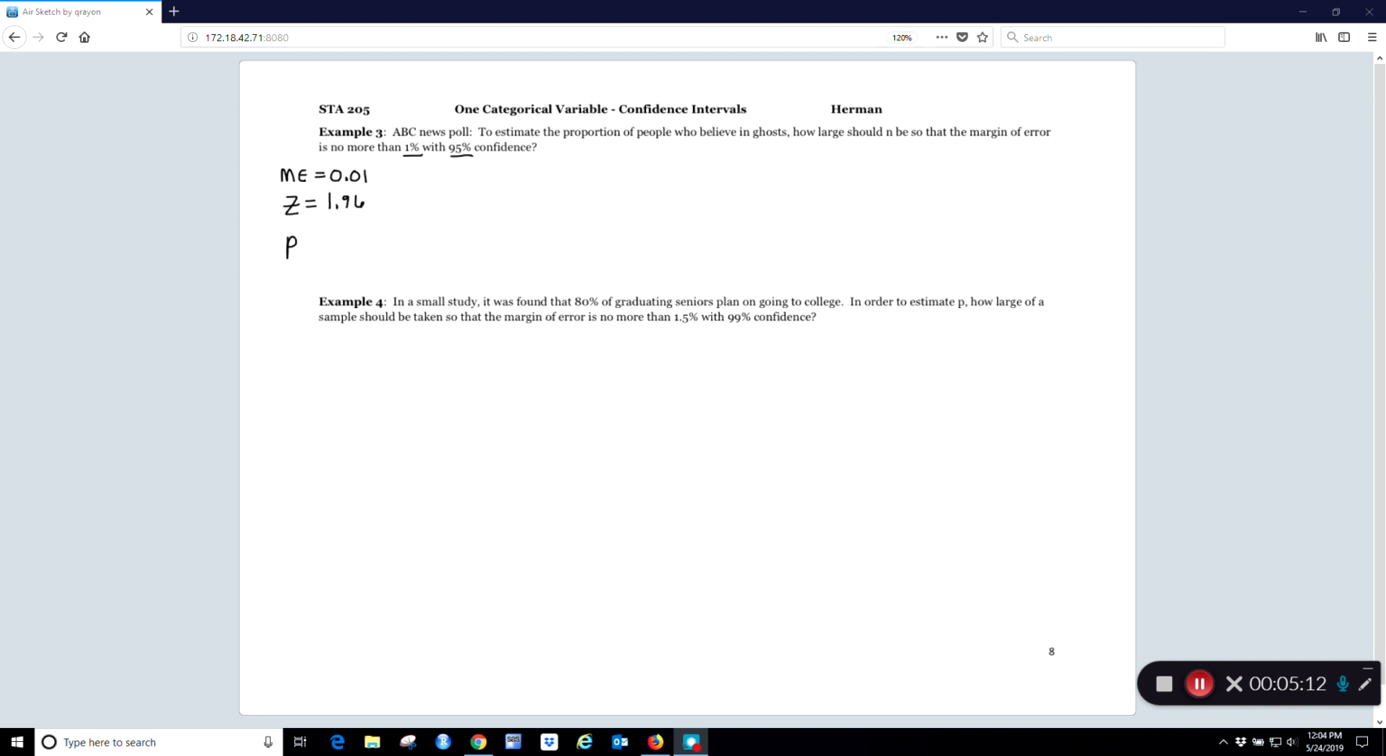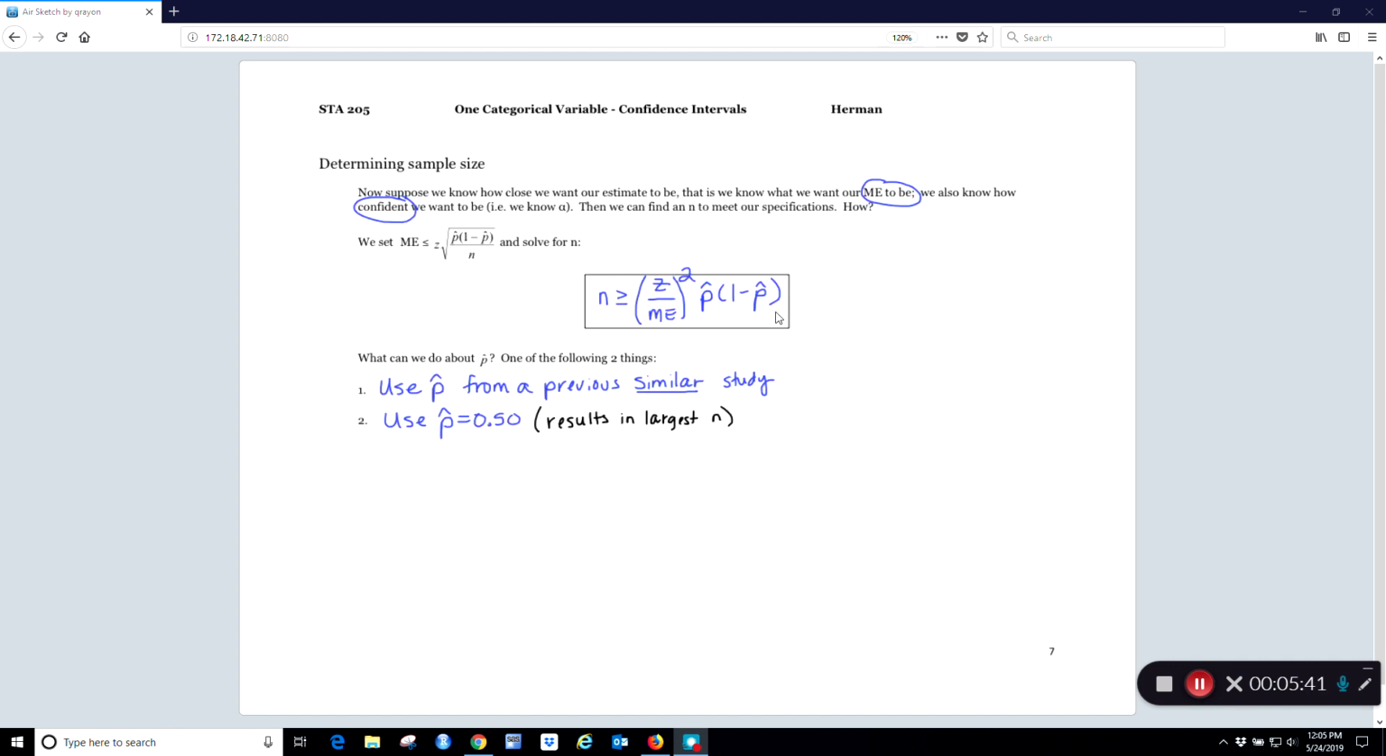The last thing I need to figure out is what I should use for p hat. From reading what I've got here so far, I don't see anything from a previous similar study for me to be able to use, so that's what I'm going to use, that 50%. Because again, at least from what I can see, there was no prior study done for me to be able to use something else. So now I have my three values to be able to plug into my formula.